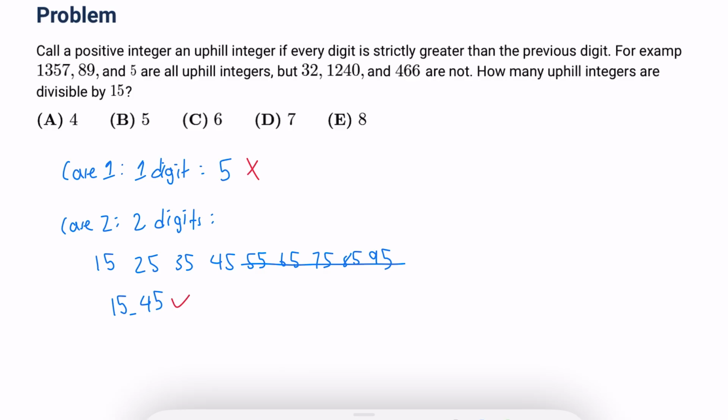divisible by 15. A way to check that is, yes, 25 and 35 are divisible by 5, but they also must be divisible by 3. Now, a quick way to check if it's divisible by 3 or not is you add up the digits of that number, and if that is divisible by 3, then it is divisible by 3. So, for example, 2 plus 5 gives us 7. 7 is not divisible by 3. And same goes with 35. So for case 2, we only have two numbers, 15 and 45.